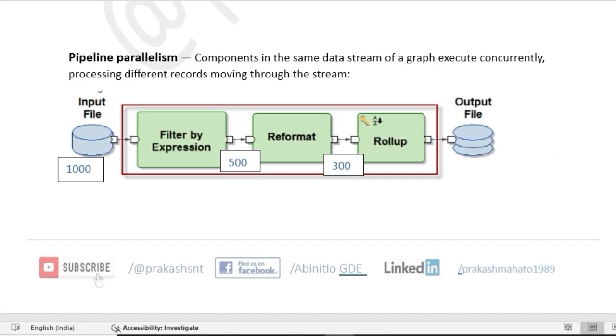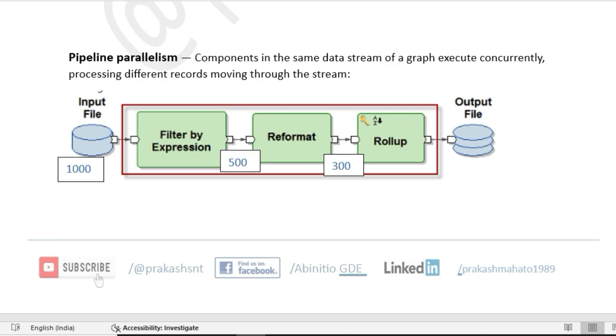Next, we discuss pipeline parallelism. In pipeline parallelism, components in the same data stream of a graph execute concurrently, processing different records moving through the stream. In the example below, I have 1000 records in the input flow. In filter by expression, half of the records, 500 records, have reached filter by expression and already been passed to the reformat. The filter by expression is still yet to receive another 500 records to pass to the next reformat component.